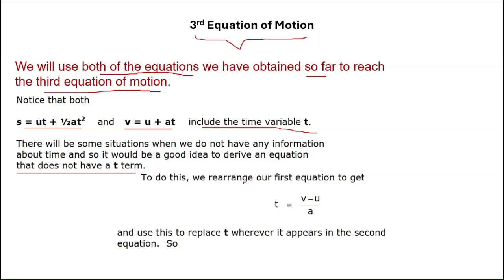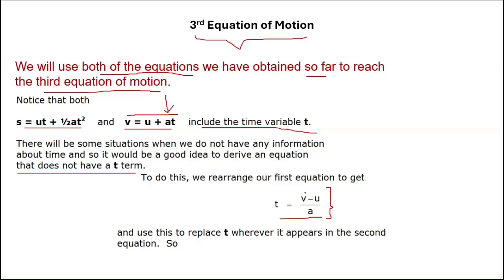So to do this, we rearrange our first equation to get t is equal to v minus u divided by a. Where did this come from? It came from our first equation here. From here we got the value of t. So t is equal to v minus u divided by a from this particular equation.